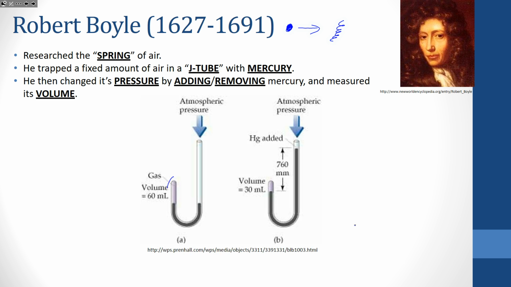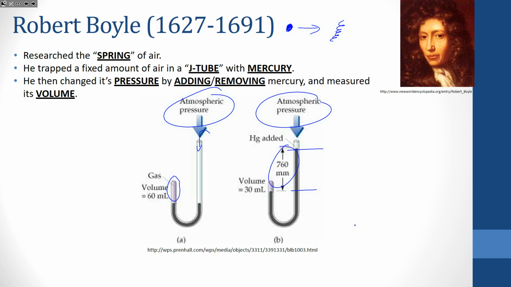So you have gas trapped in here. This is the sealed end of the tube. There's atmospheric pressure there, and you can pour more mercury in here and add more pressure. If you added 760, you've added another atmosphere of pressure. In this case, he would have doubled the pressure from the original atmospheric pressure by adding an extra 760.